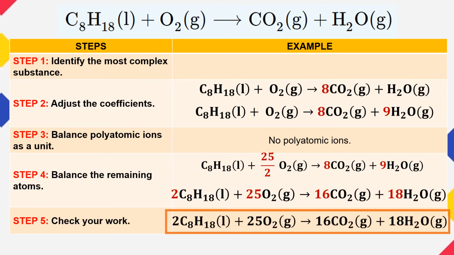Lastly is to check your work. So the balanced chemical equation has 16 carbon atoms, 36 hydrogen atoms, and 50 oxygen atoms on each side. Balancing equations requires some practice on your part as well as some common sense. If you find yourself using very large coefficients, or if you have spent several minutes without success, go back and make sure that you have written the formulas of the reactants and products correctly.